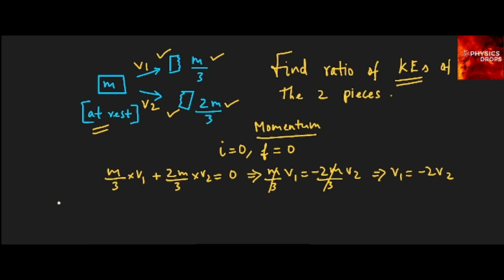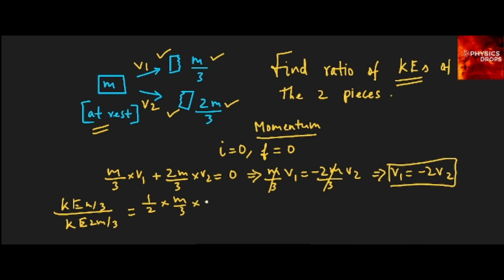Now let's calculate the ratio of the kinetic energies. The kinetic energy of the m by 3 block to the kinetic energy of the 2m by 3 block. Kinetic energy we know is half mv square. So half times m by 3 times v1, which we know is minus 2v2, so it's minus 2v2 whole square. The whole thing divided by half times 2m by 3 times v2 square.